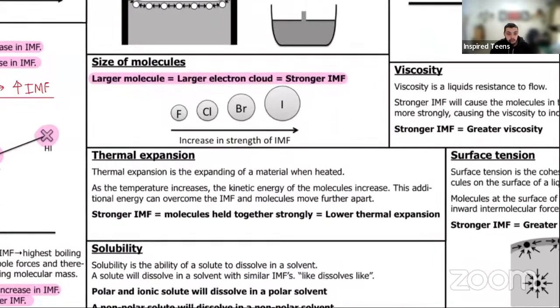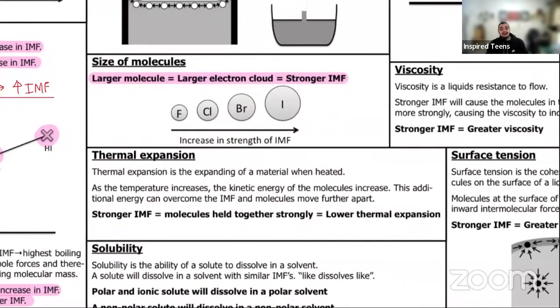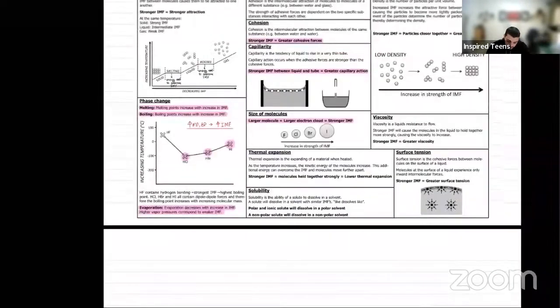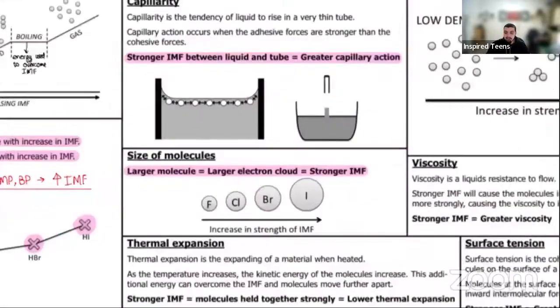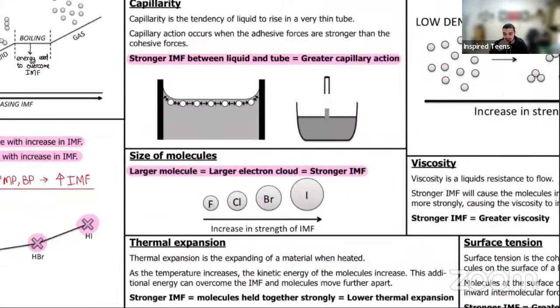Size of molecules, we already went through this. The larger the molecule, the larger the electron cloud, which means stronger intermolecular forces. Is it bigger because of its place in the periodic table? That is definitely correct. Remember, I will put this in these notes as well. There are certain trends in the periodic table. Let's see quickly if I can find it.